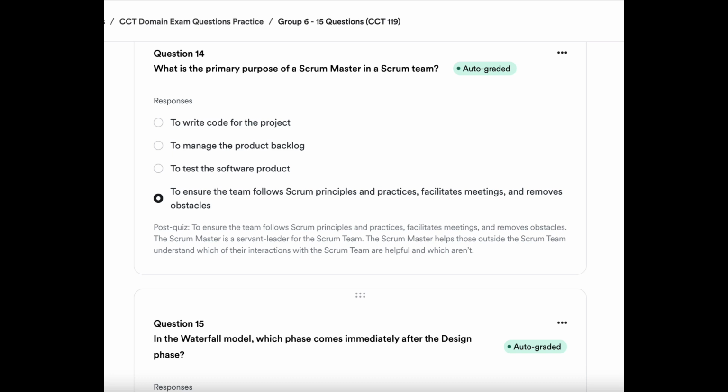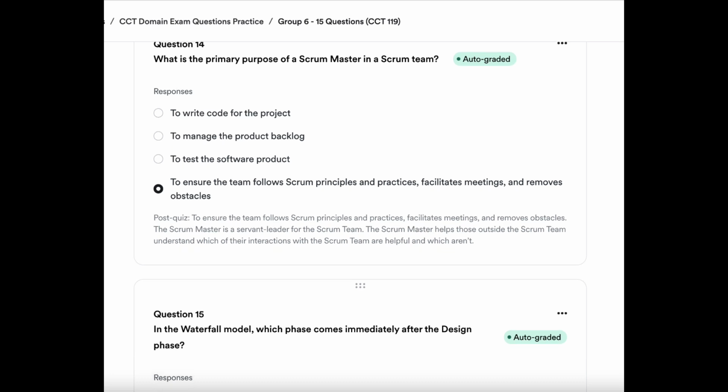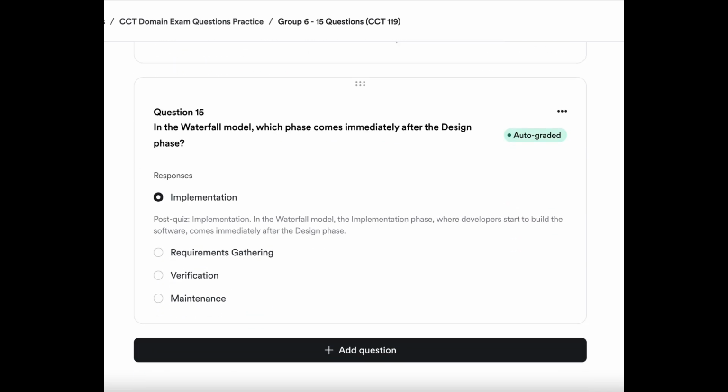That's the primary purpose of the Scrum Master, to follow the Scrum principles, practices, facilitate meetings, and remove the obstacles. That is one of the main goals of the Scrum Master, to help remove those obstacles when things come up, and they do come up. And I've worked as a Scrum Master multiple times, and it's actually very helpful. If you can be the person that's focused specifically on doing that, it helps the team dramatically.